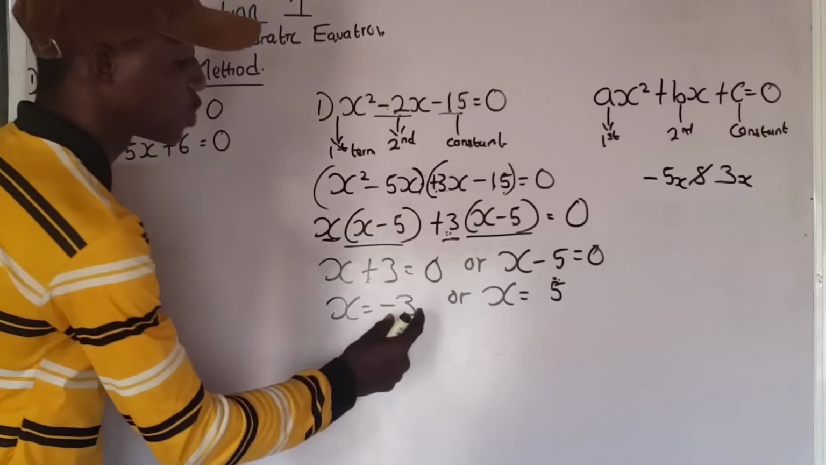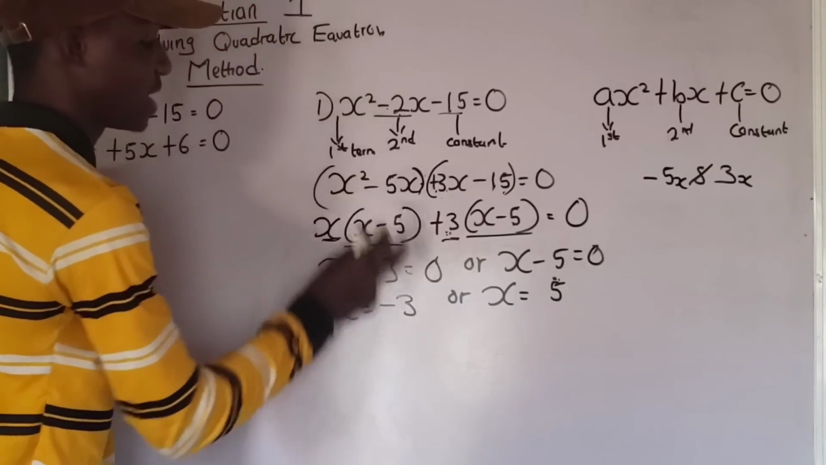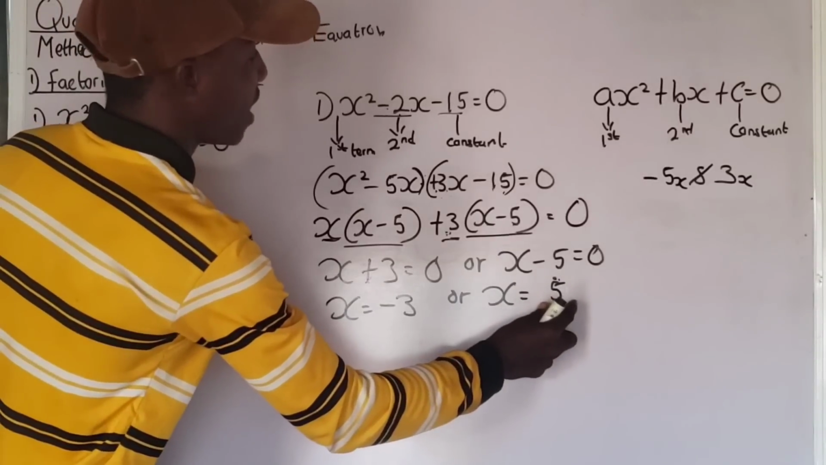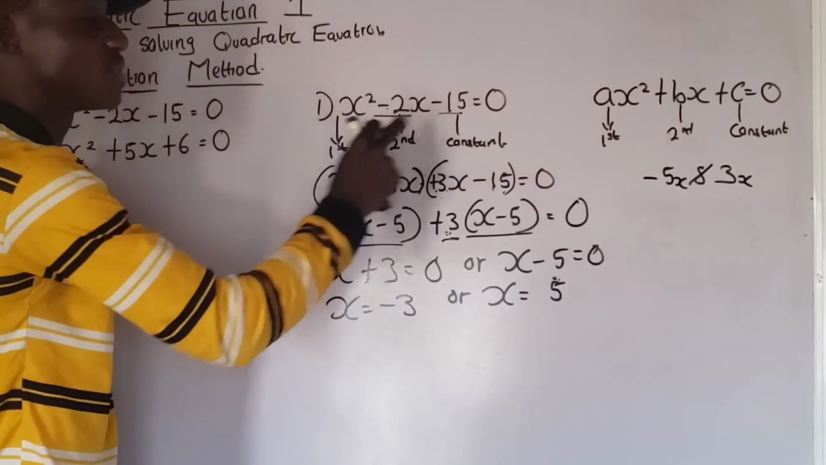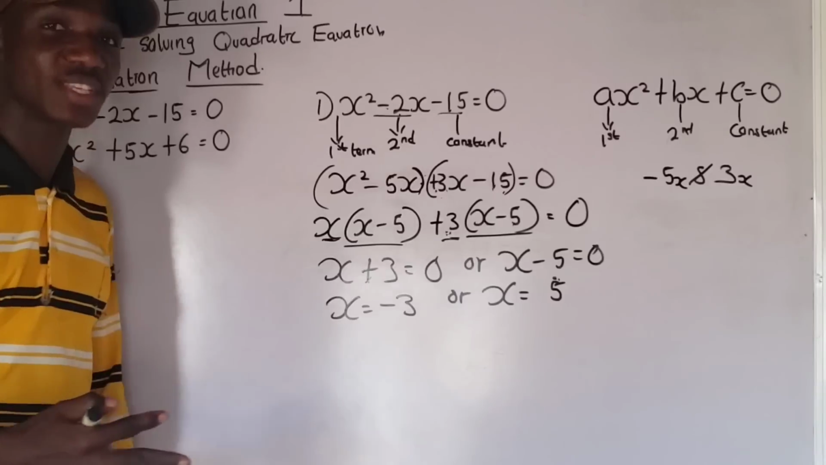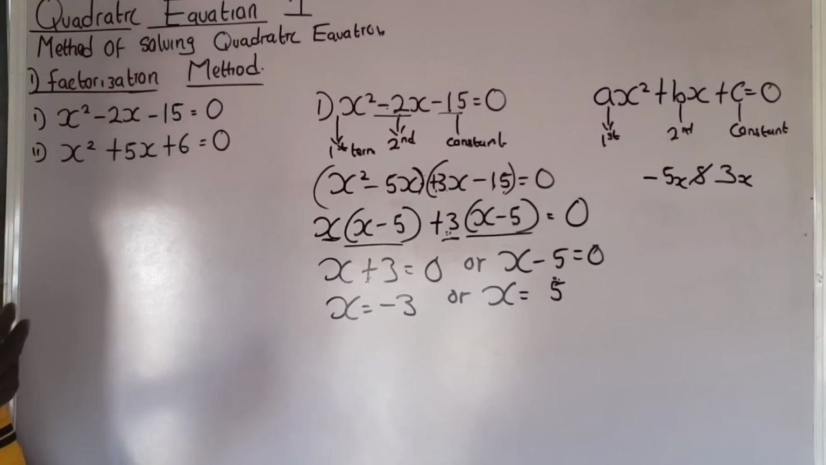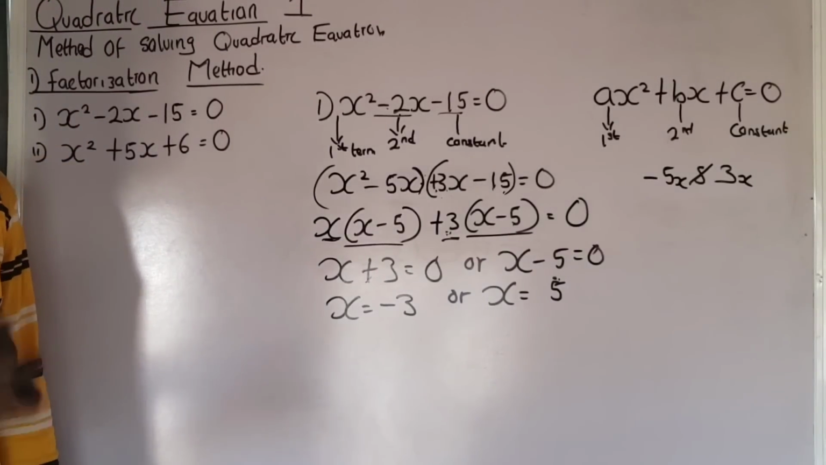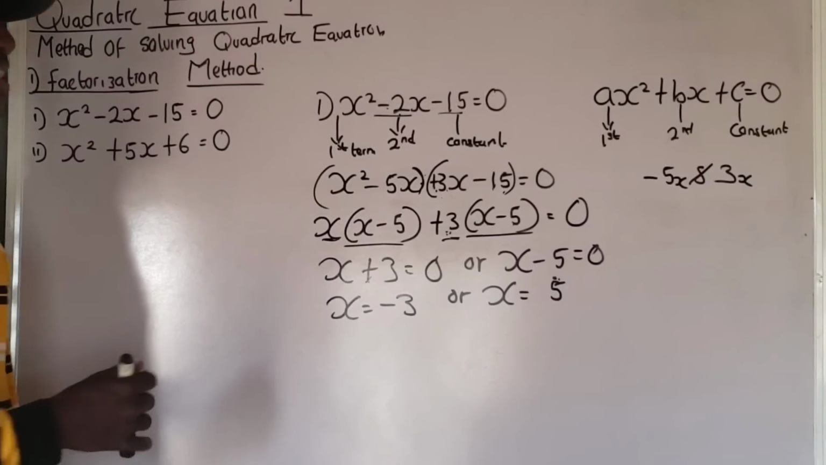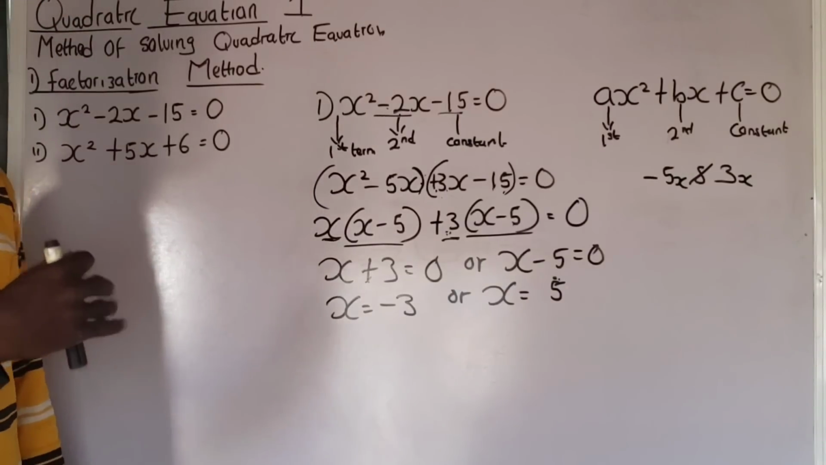Because by the time you substitute x equals negative 3, you are going to have 0. And by the time you substitute x equals 5, you are still going to have 0. You understand? These are what we call the roots of the quadratic equation. Hence, the roots of the quadratic equation are the values that make that quadratic equation equal to 0. Do you understand? Okay?